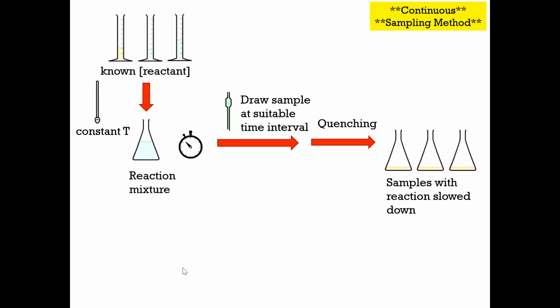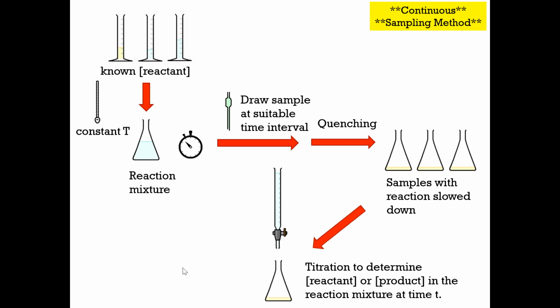And then I keep this sample at the side at time equals to 0, not so much time equals to 0, but time equals to 4 minutes, time equals to 8 minutes, and so on. Then we have these samples done, and then we will perform a titration to determine the concentration of either the reactant or the product in the reaction mixture at time t, so that we can plot the either reactant or product time graph. So this is the general idea of how sampling is done.